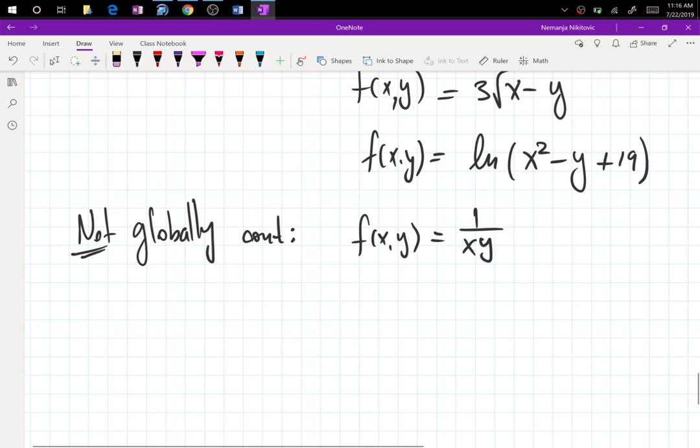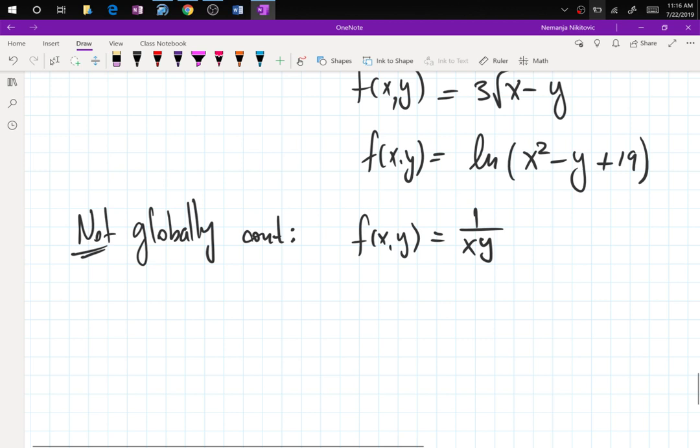Either one of those x or y's being 0 will give you a graph that excludes all of this. Let me see if I can quickly graph this for you. 1 over xy. So you should have this cliff behavior at both x and y axis. And then at 0, 0 obviously fails as well. So it's going to look like a three-dimensional crazy version of 1 over x.